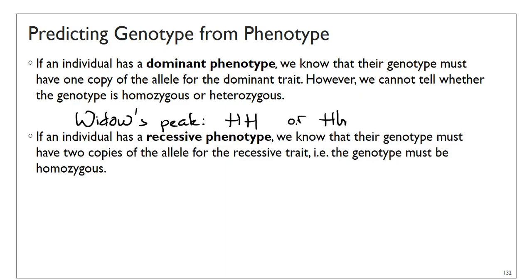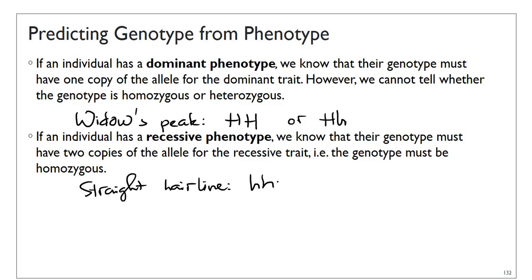Whereas if somebody has a recessive phenotype, so if somebody has a straight hairline, you know immediately that they must be homozygous for that trait, because that's the only way for the trait to be shown. So if someone has a dominant phenotype, and when you study genetics, you actually start with the phenotype. You start with what you can see, and then you work backwards and try to predict the person's genotype.